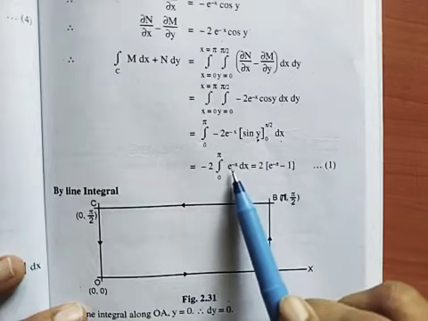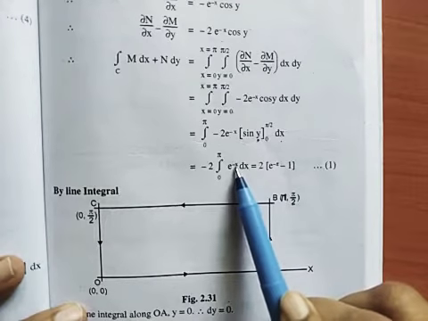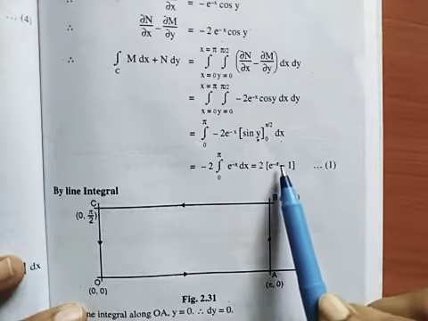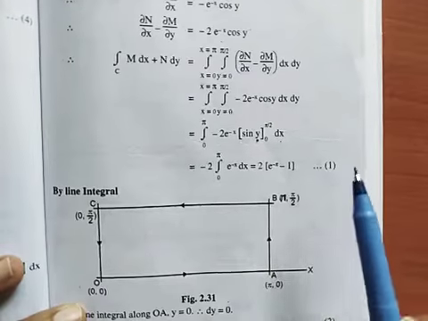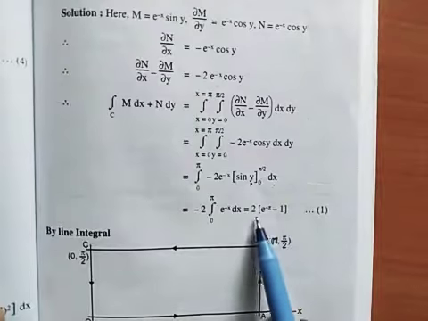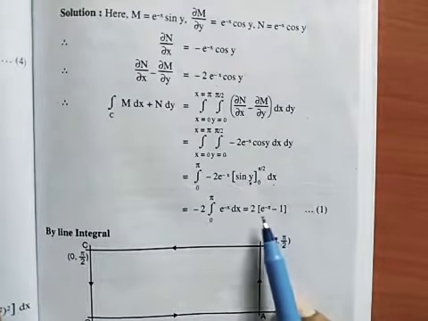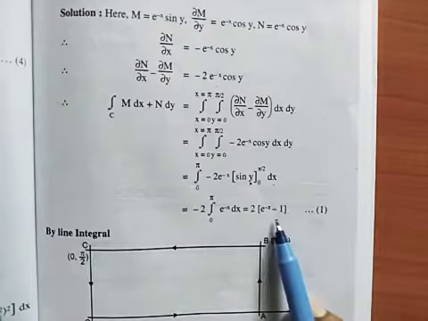Now what is this integration? Minus e raised to minus x, so minus minus will be plus 2, and after applying limit it will be e raised to minus pi minus 1. Okay, so this is the left side. This is the value for the left side of Green's theorem. It is 2 into e raised to minus pi minus 1.